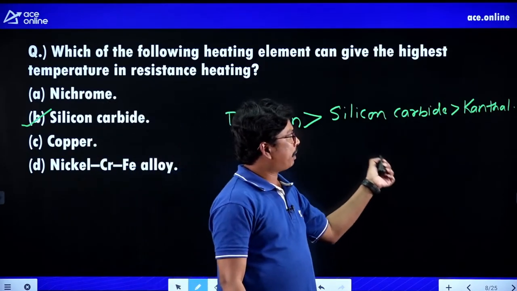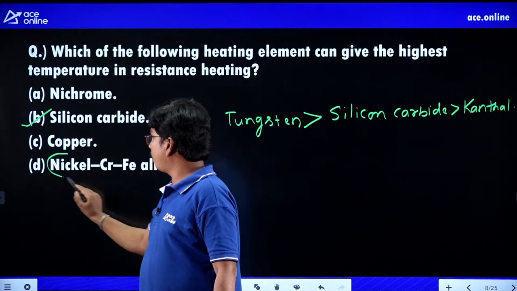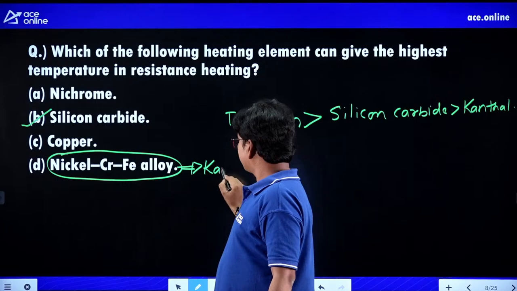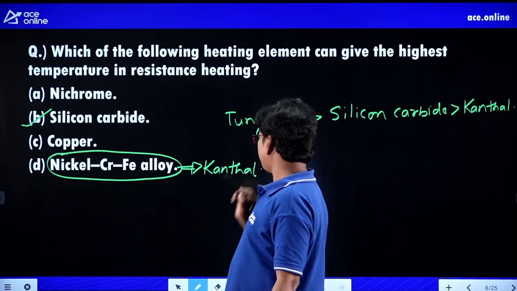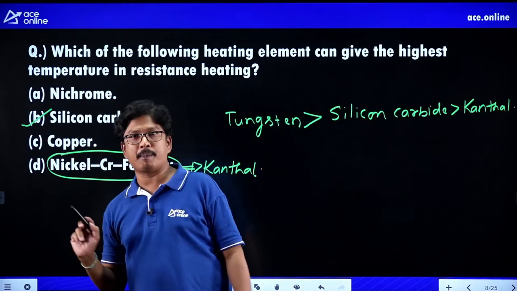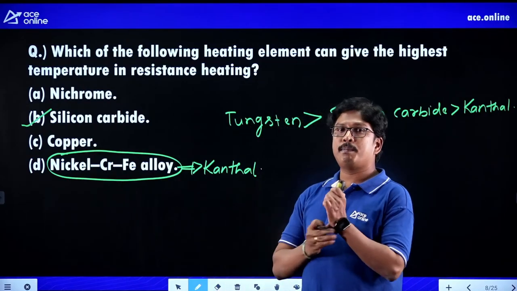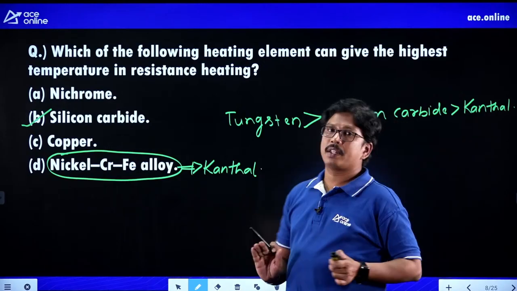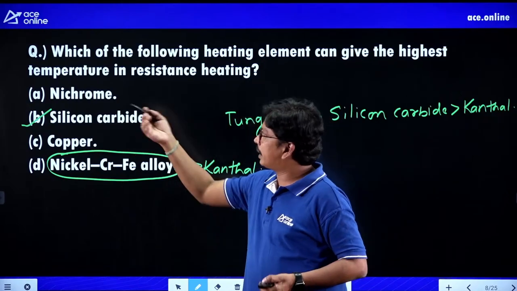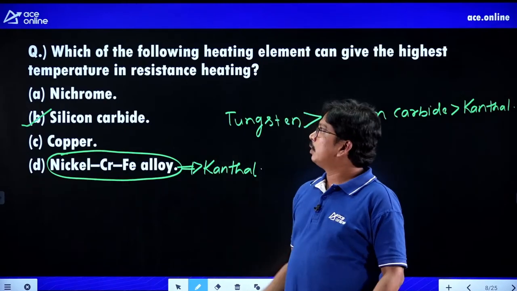After silicon carbide we have kanthal. Kanthal means what? Nickel chromium ferrous alloy, we call it kanthal. After that we have nichrome, nickel plus chromium. Clear, students? Try to remember this list also, because they can ask. Suppose they have not given silicon carbide in the options, we have to go for the next element, kanthal. Clear? We'll go for the next question here.